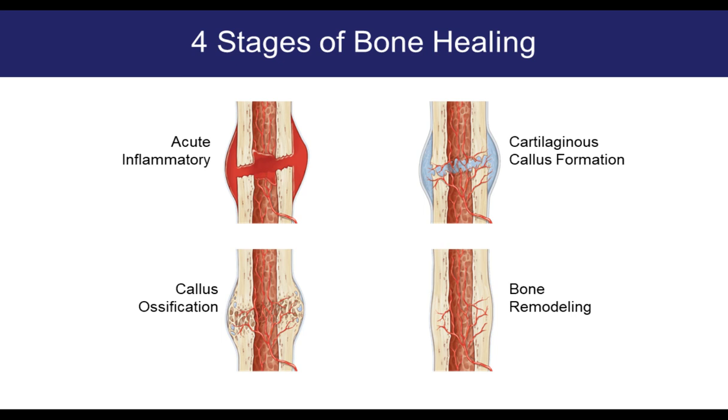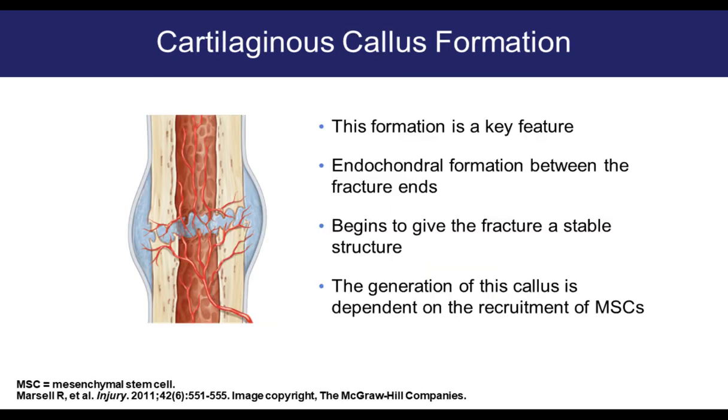And then you go on to bone remodeling in the normal stages of bone healing. That's where the bone, through Wolff's Law, remodels itself, similar to primary fracture healing, and gets back to a more normal shape. That cartilaginous callus formation truly is a key feature of secondary fracture healing. You end up getting endochondral formation between the fracture ends. This brings some stability to the fracture, and then it will ossify secondarily.